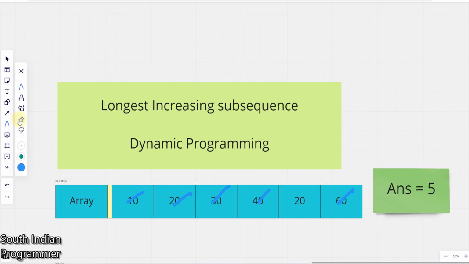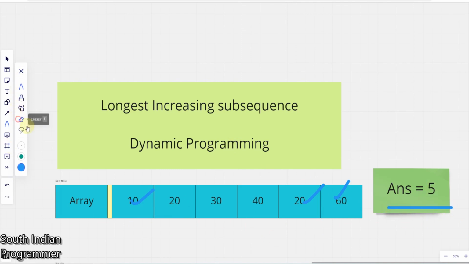There is one more sequence in this one. You can see this 20 and 60. This is also increasing: 10, 20, 60. This is an increasing sequence, but its length is 3, while the longest one is the answer, which will be 5.